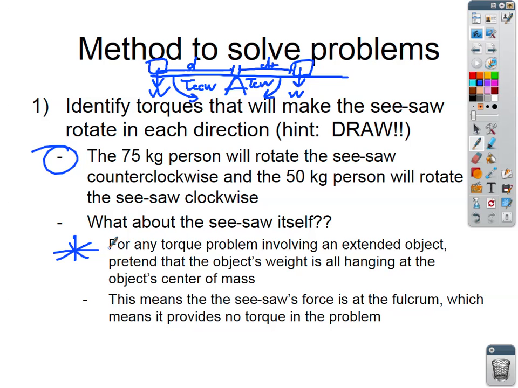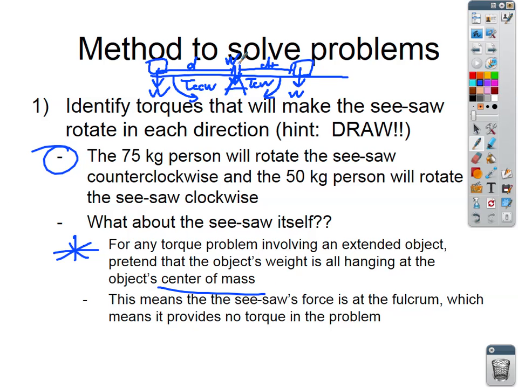Obviously, if there's more weight on the seesaw on one side than the other, then there's a shift in that center of mass, like we talked about a little bit with momentum. Whichever side has more mass, the center of mass is close to that side. If it's all a uniform object, the center of mass is in the middle. Hanging at the object's center of mass. Well, in this case, it's going to be at the middle. So this means that this force is being applied at the fulcrum.